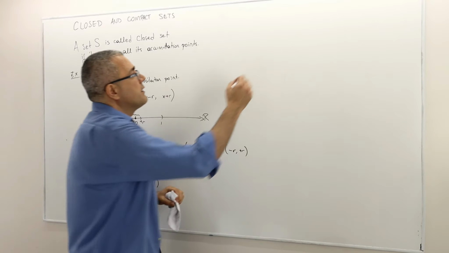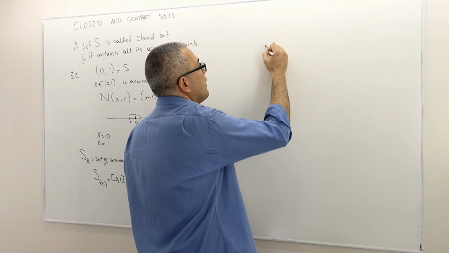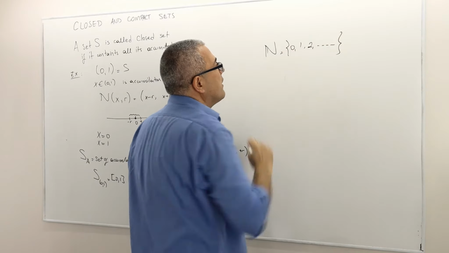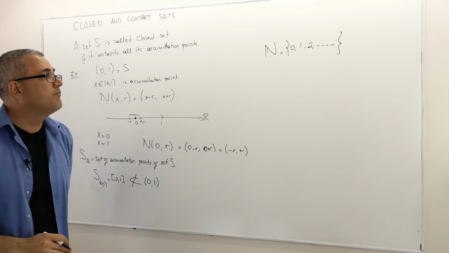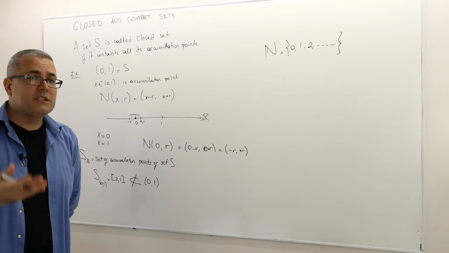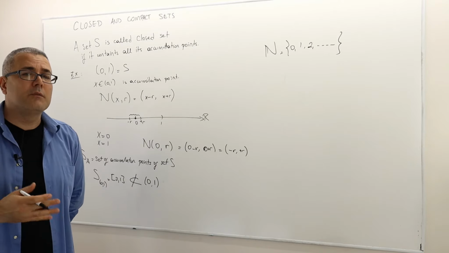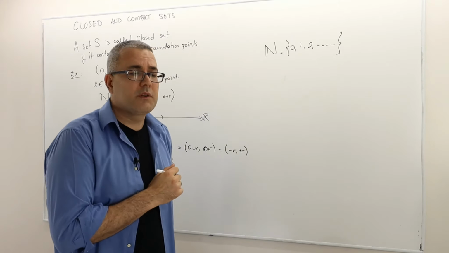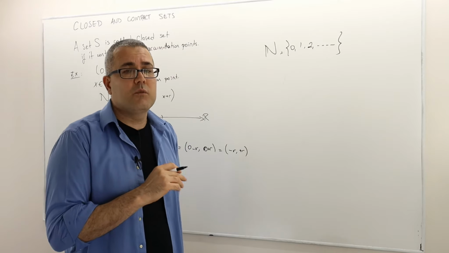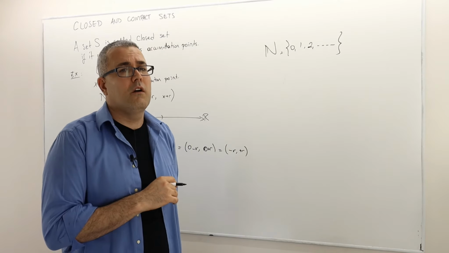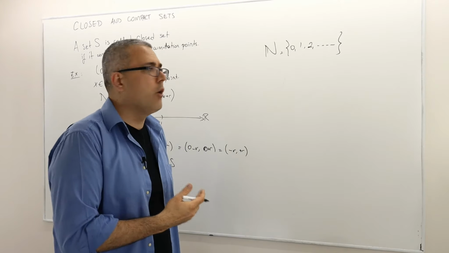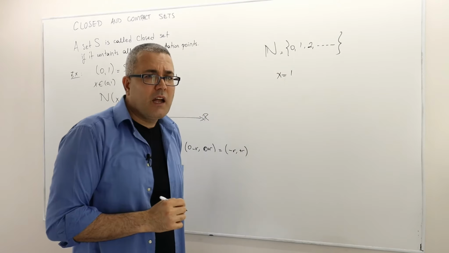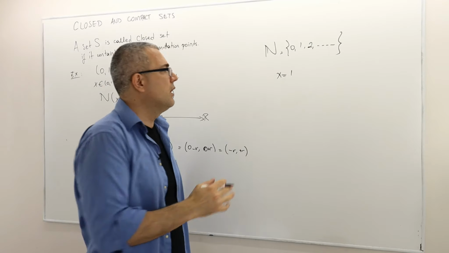Okay, what else? Well, let's consider the set of natural numbers. Remember, it was 0, 1, 2, etc. So is this a closed set? Well, let's first find the set of all accumulation points. So what are the accumulation points of the set of natural numbers? Well, the quick answer is, there's no accumulation point of the set of naturals. How so? Consider, for example, x equals 1. Is this an accumulation point? No, it's not. Well, why?